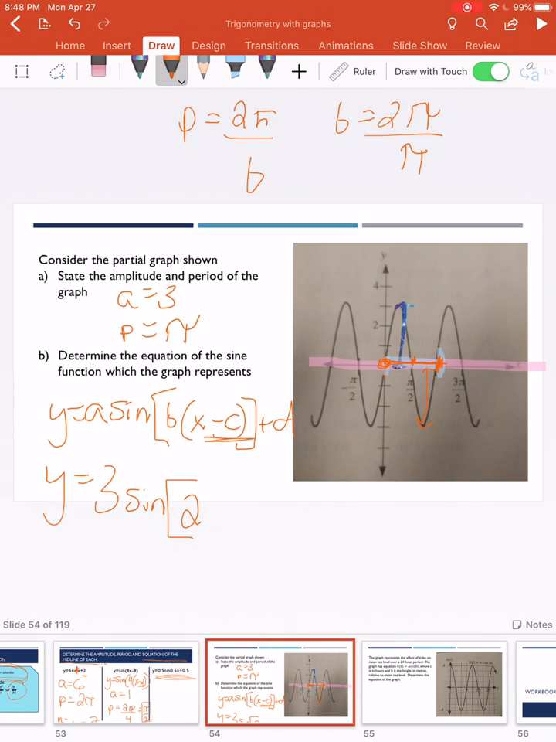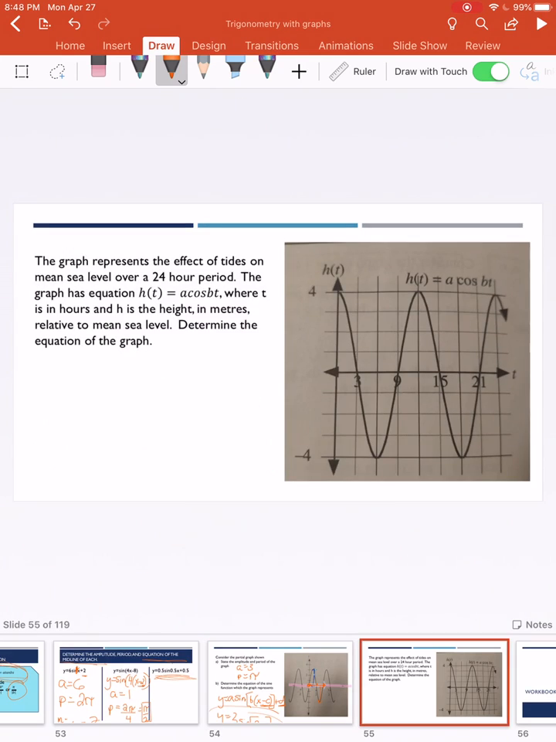All right, so I just have 2x, and then my midline is 0, so I don't even need to write that in. So the beautiful thing to double check and make sure you're right, just graph this. Does it give you the same picture? If it does, you know you did it right. All right, let's try the next one.